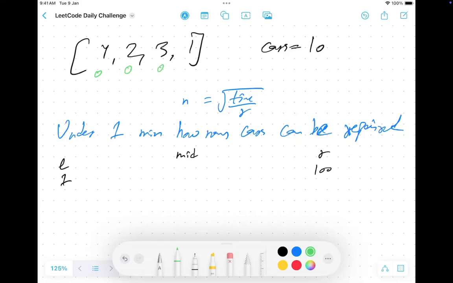1 by 1 is 1 only. 1 is the time, rank is 1, under root of this. So 1 under root is 1 only. So only 1 car can be repaired.